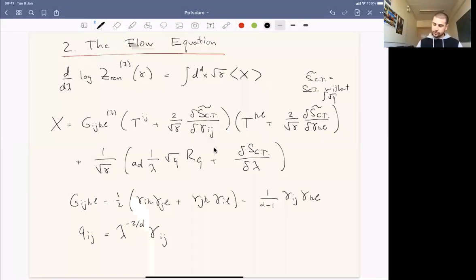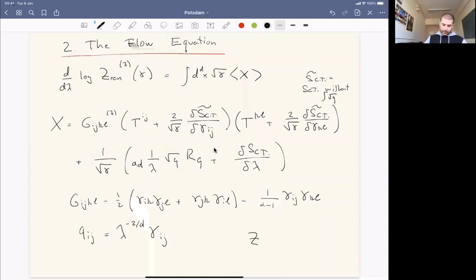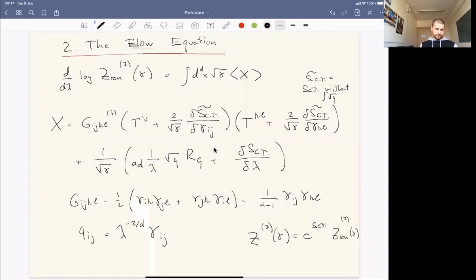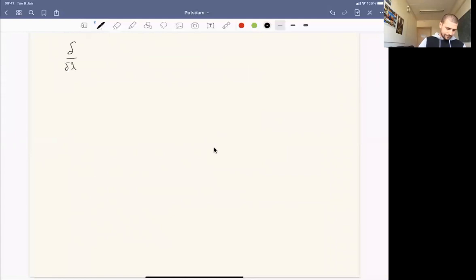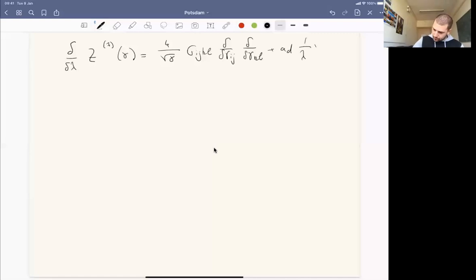But to make a connection with the Wheeler-DeWitt equation, I'm going to consider a slightly different flow, which is simpler, which is just taking the partition function and multiplying it by the counterterms. So I'm going to consider the bare partition function instead of the renormalized partition function. This bare partition function has a much simpler flow. G_IJKL has the metric variations. All the terms with the counterterms basically disappear, and the flow equation is much simpler.